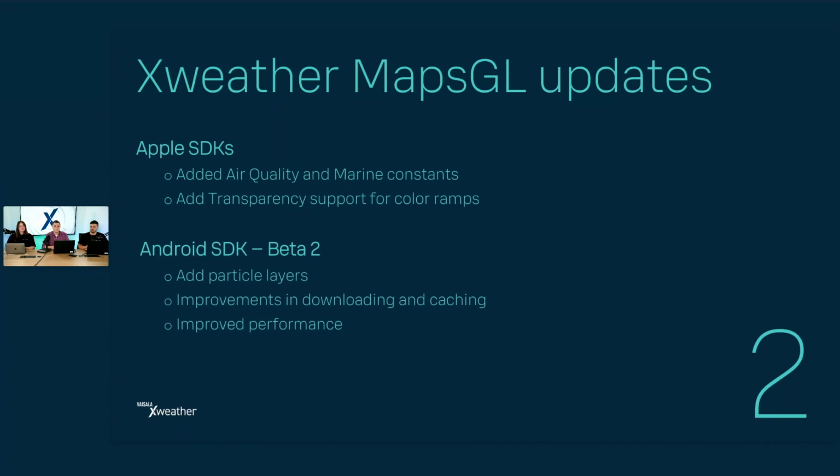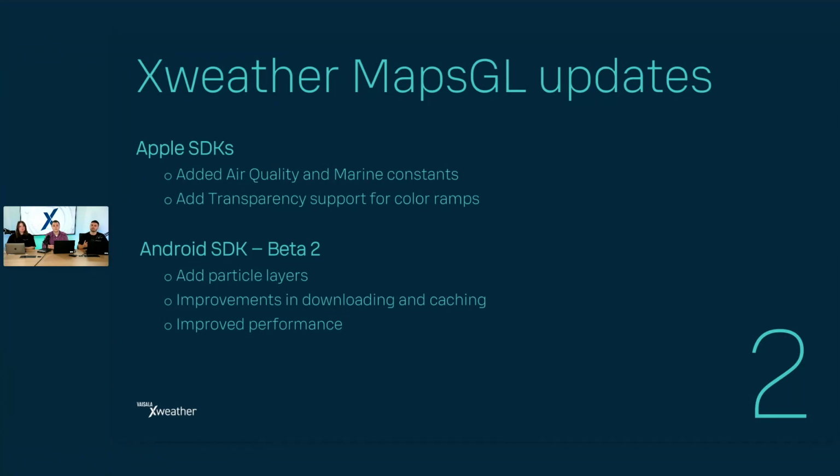And then the Apple SDKs are also going through lots of development. We added air quality and marine constants to better interact with that data, and transparency support for color ramps as you get more creative and want more complex ramps. That's in V1 and has been released. I think it's V3 something now. Lots of development going on there, but that changelog, of course, is available.